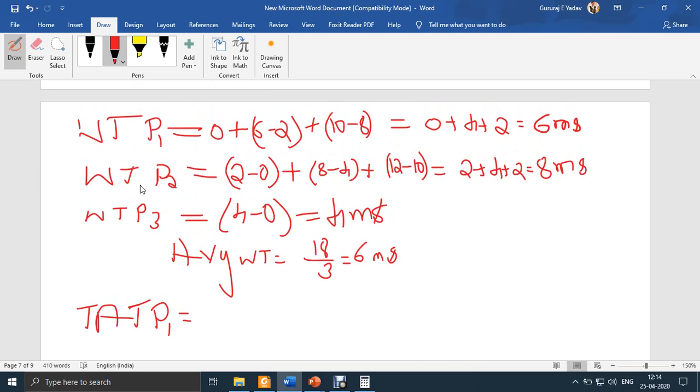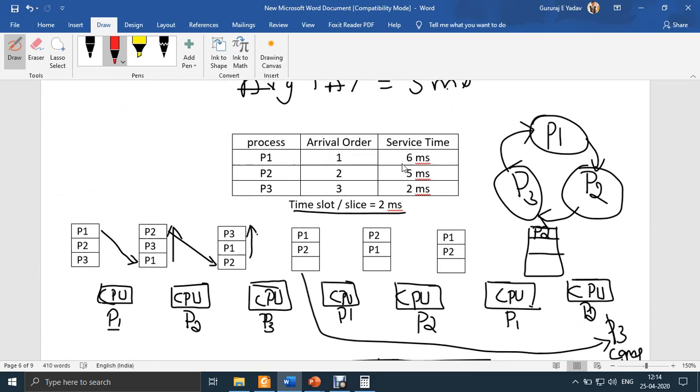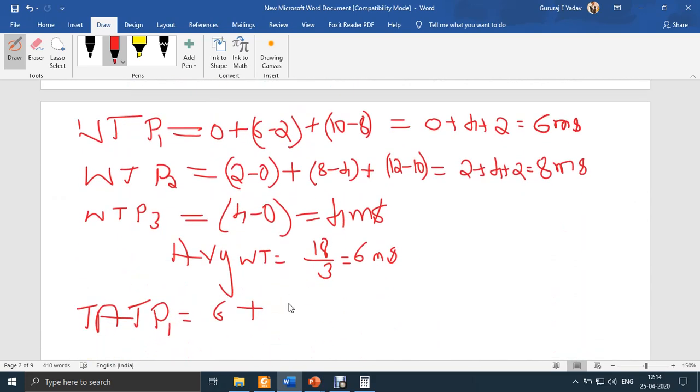So what is the waiting time for P1? It is 6. And what is the service time for P1? So go back to this table. So service time of P1 is 6 milliseconds. It is 6 plus 6. So totally the turnaround time for P1 is 12 milliseconds.